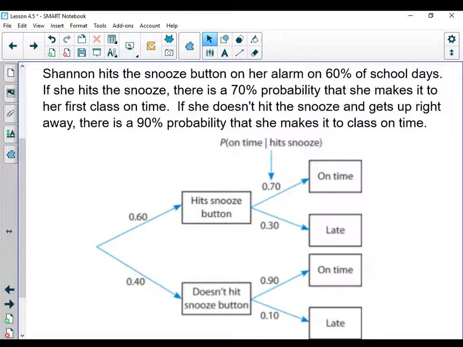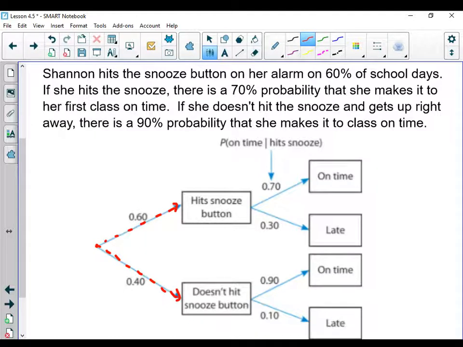If she does not hit the snooze and gets up right away, now there's a 90% chance that she makes it to class on time. So like I said, here's an example of a tree diagram for this situation. Notice the tree diagram starts with the two options that can happen when she first wakes up. She could hit the snooze, or she can not hit the snooze.